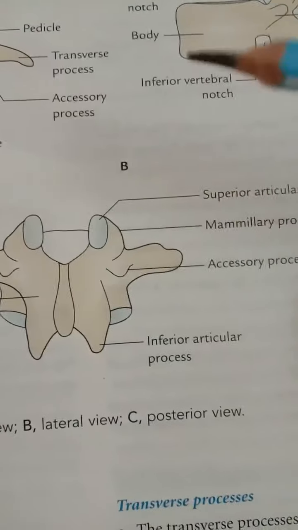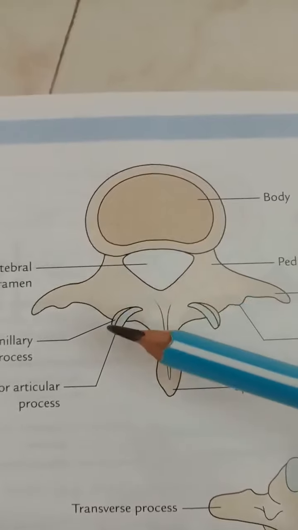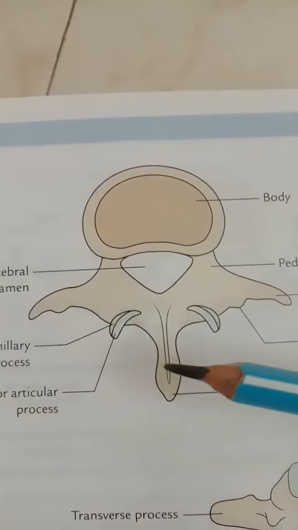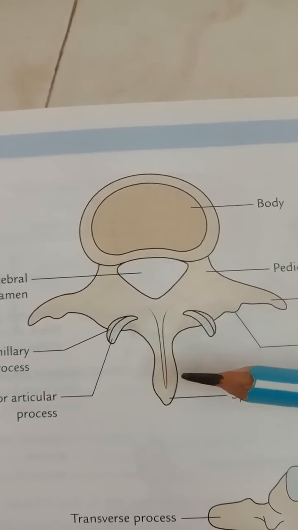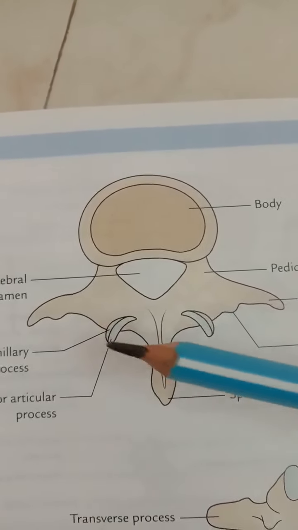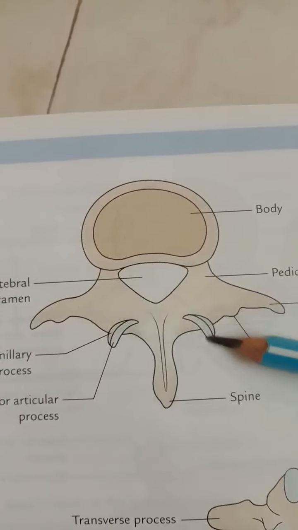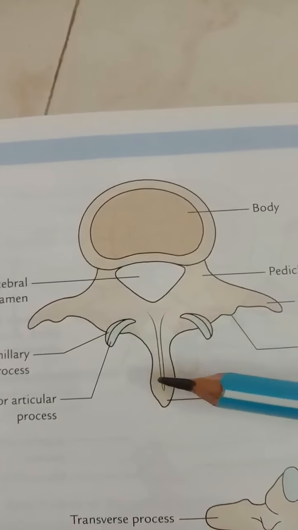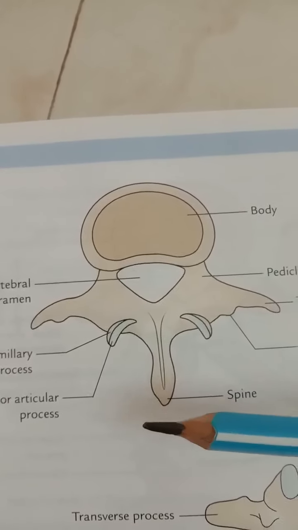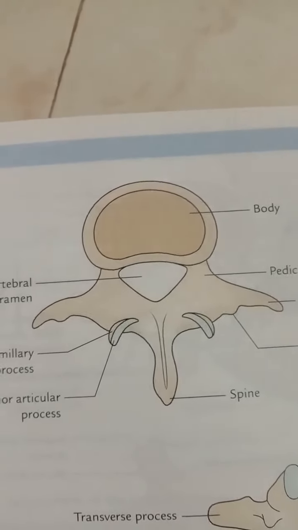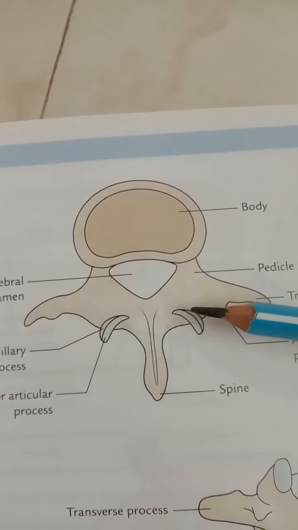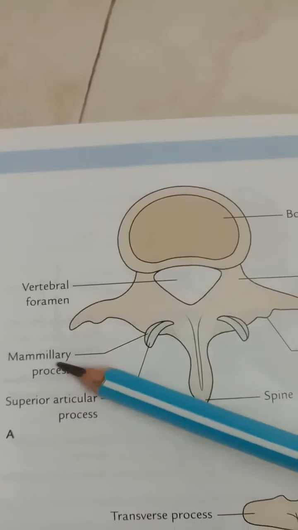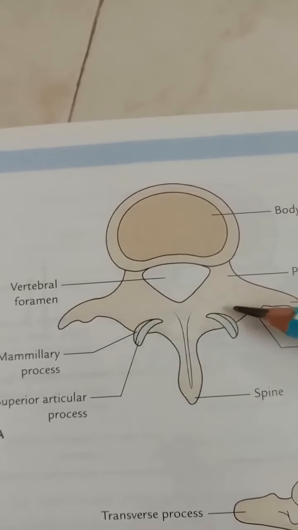Then the superior articular process, this one. In this diagram you can see the superior articular process. The superior articular processes lie further apart than the inferior, and each process bears a concave facet. Here you can see the concave facet, and this facet faces medially and backwards. The posterior border is marked by a rough elevation, this one, called the mammillary process. This is on both sides.